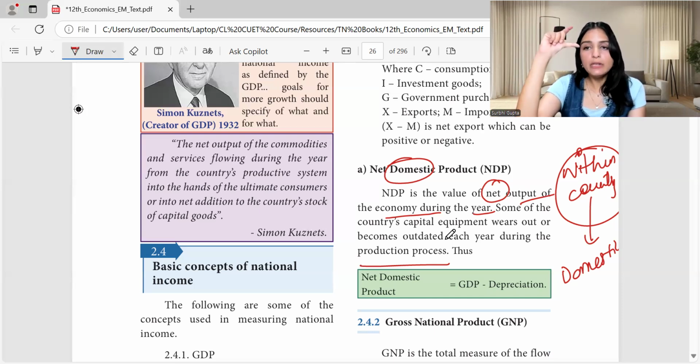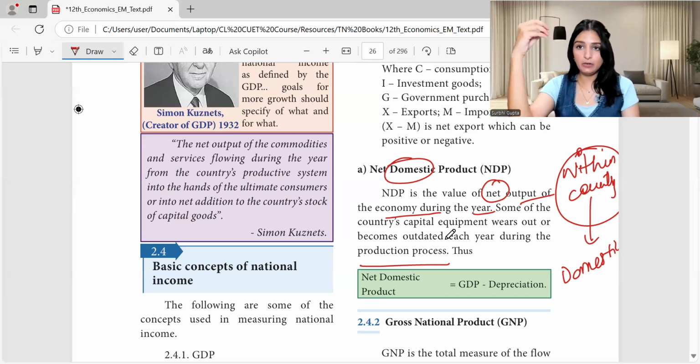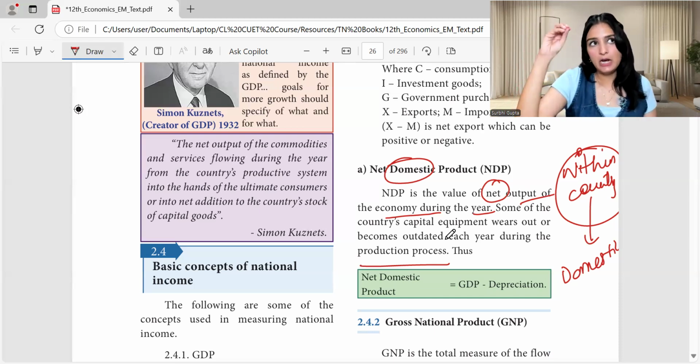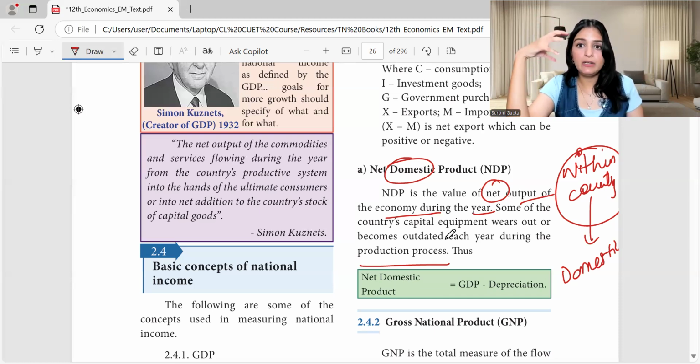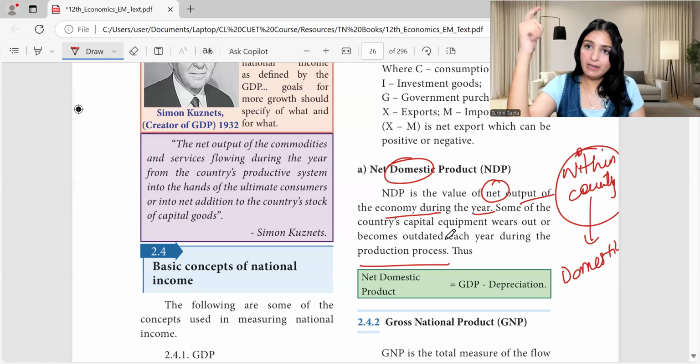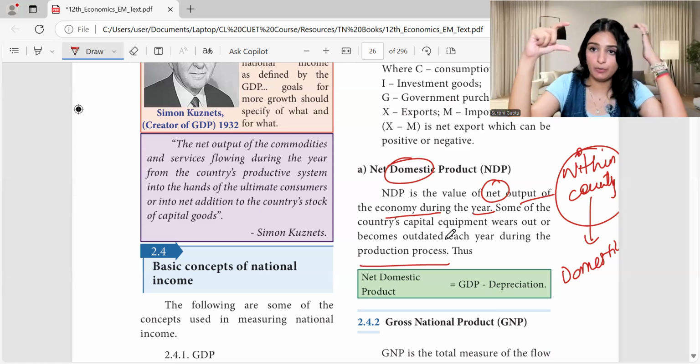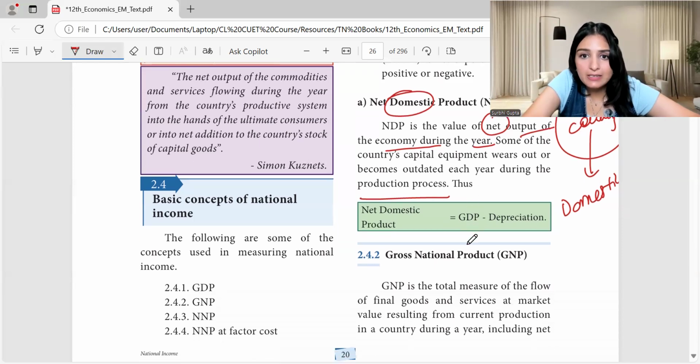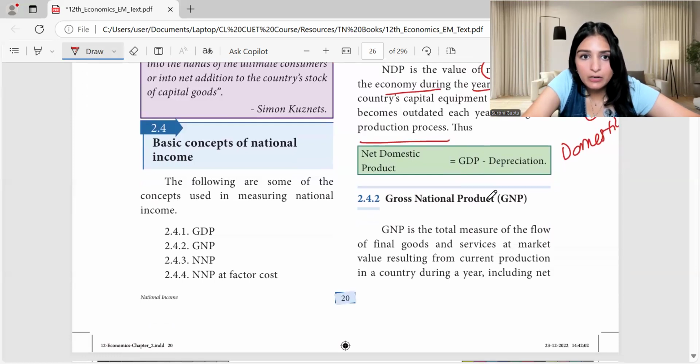Okay, so net and gross. We read about gross domestic product. Gross domestic product included everything. Net domestic product does not include the capital wear and tear, the equipment that is wearing out. We reduce that amount from gross, and then we get the net output. All right, so that is the net domestic product.